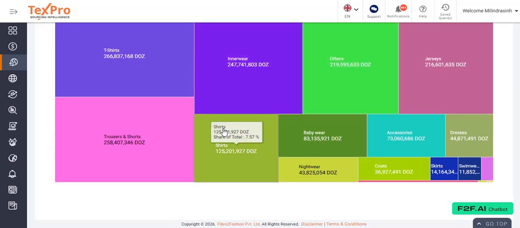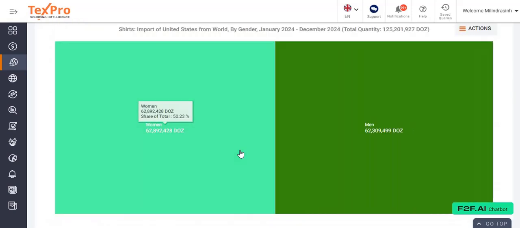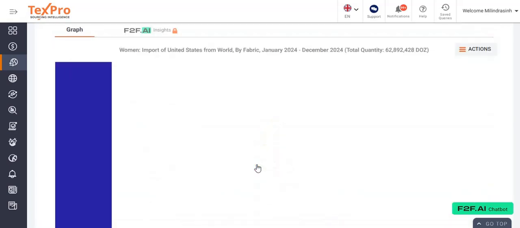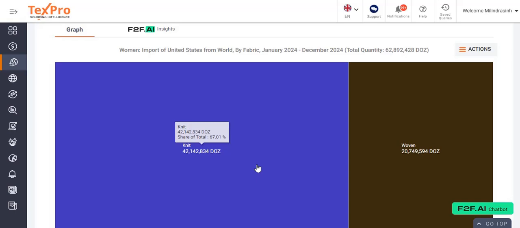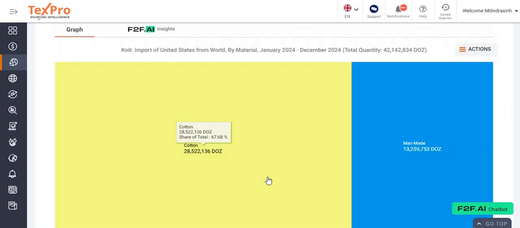Let's say we are interested in shirts as a category. So we'll select this. This gives us the breakup of shirts by gender type. So we can see under shirts imports, women's category and men's category are almost equal. Under women's category, shirt imports, we can see knitted type is slightly higher. Under knitted type of women's shirts, we can see that cotton type is the largest category. Likewise, you can start with any of those breakups at the first level, and then you can break it down to the next sub levels.